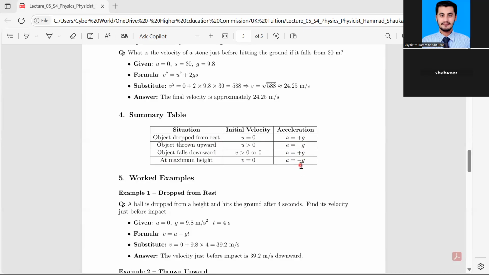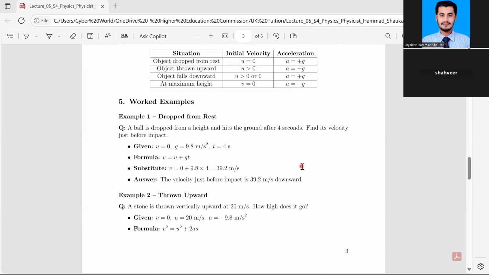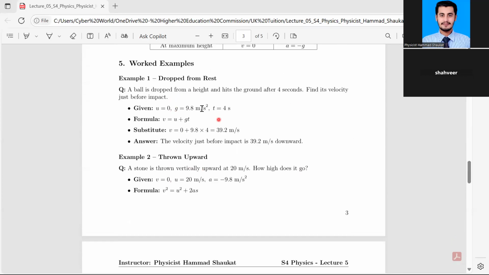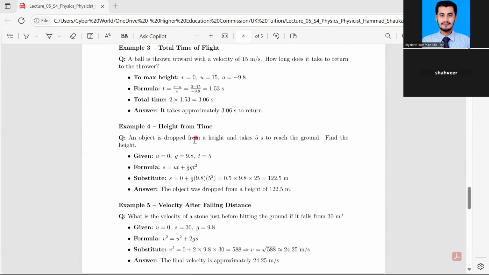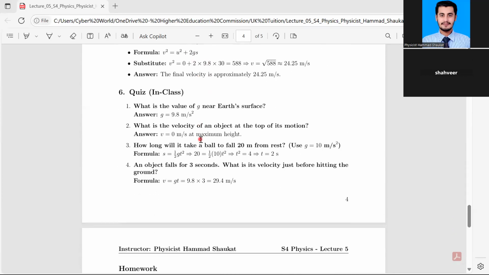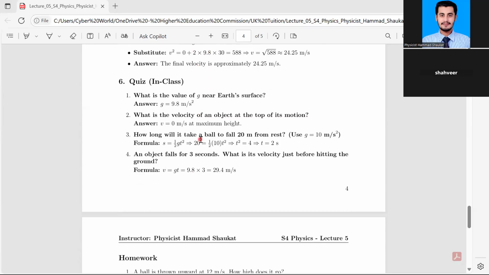These are the same worked examples we did. Here is some quiz for you. Can you tell me what is the value of g near the surface of Earth? 9.81 meters per second squared. Yes, wonderful. Can you tell me what is the velocity of an object at the top of the motion? 0 meters per second. Yes, good.